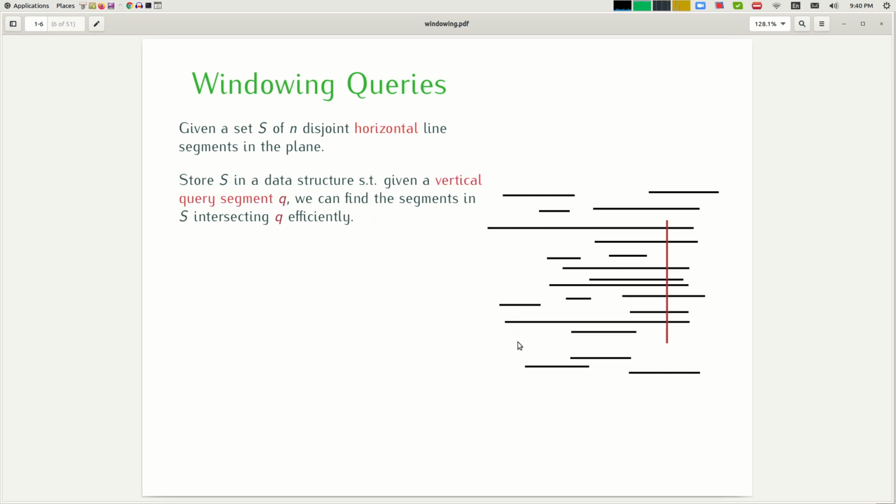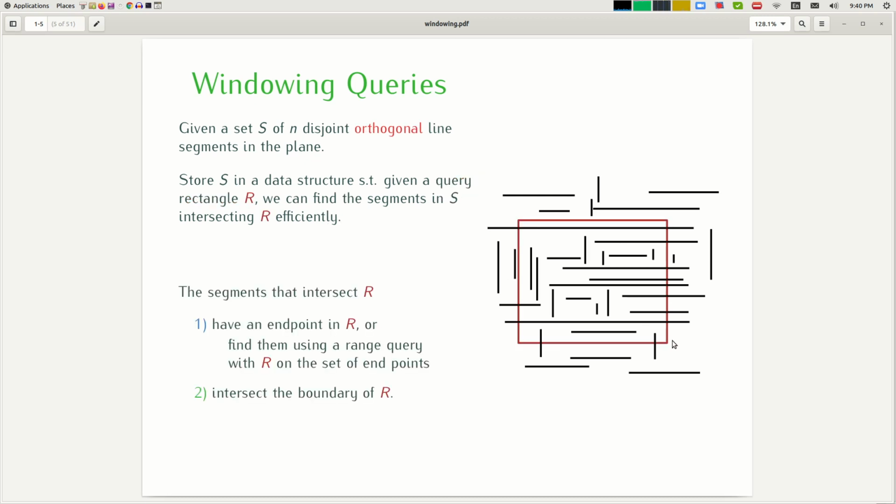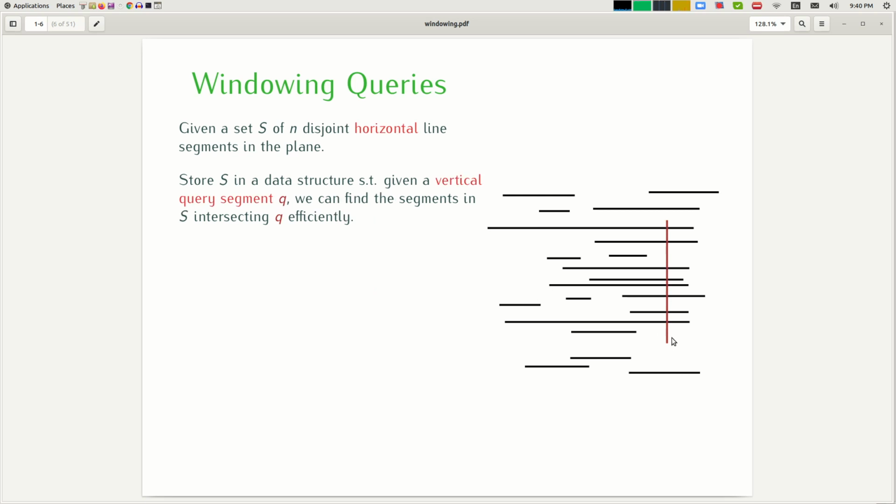Without loss of generality, we could just focus on the input set of line segments that are horizontal when the query is vertical. Okay, because we could decompose this query rectangle into 2 horizontal line segments and 2 vertical ones. So it's sufficient just to solve this case.